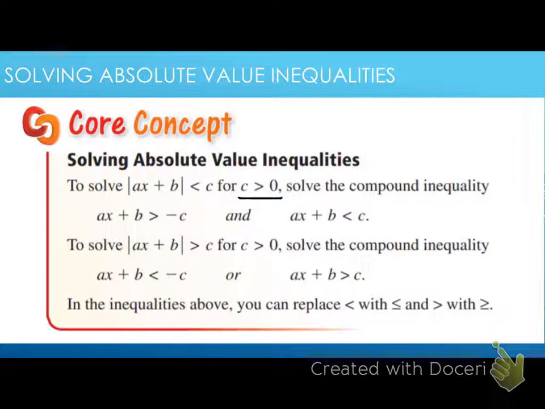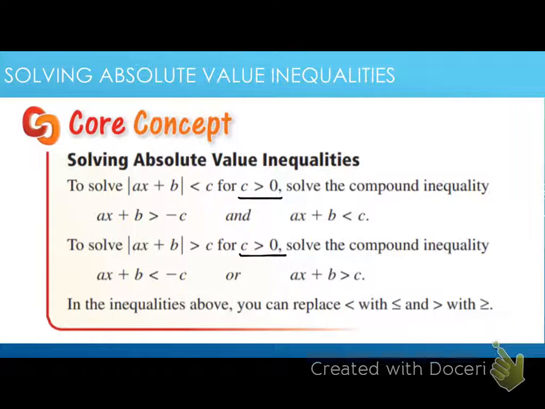Very similarly, to solve the absolute value of ax plus b is greater than c, once again, c still needs to be greater than 0. What values are greater than 0? Positive numbers, right? So my c value needs to be positive. Solve the compound inequality: ax plus b is less than negative c, or ax plus b is greater than c. In the inequalities above, you can replace less than with less than or equal to. It's going to work the same way. And greater than with greater than or equal to. That's going to work the same way as well. Everyone got it?